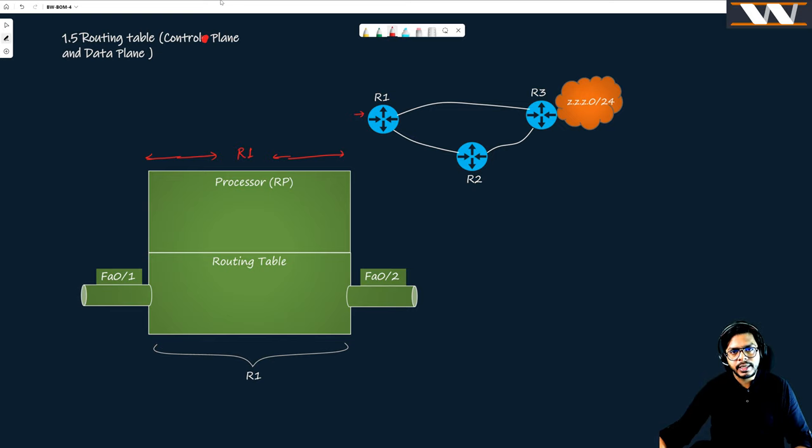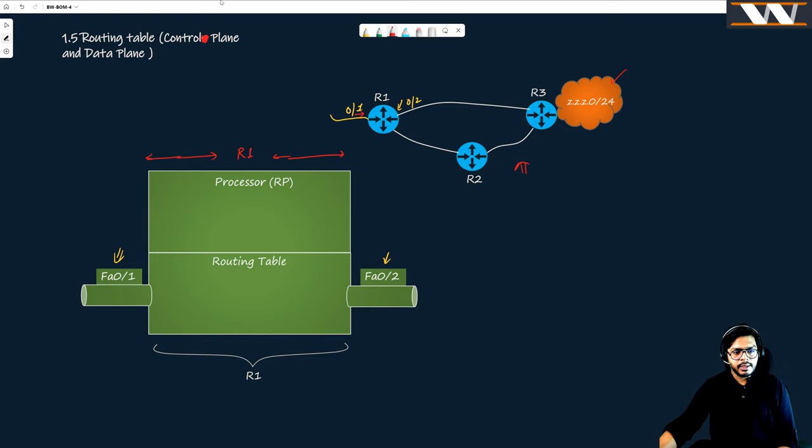Suppose this interface is FA0/1 and this interface is FA0/2. You can ask why, Vishnu, you haven't drawn it in the circular box. The reason is I want to write more information, and writing in the circle gives me a little less space. So here I have shown router R1 using this rectangular box, with two interfaces, FA0/1 and FA0/2. At R3 we have a network z.z.z.0/24, and I am interested in knowing how router R1 is going to forward this message.